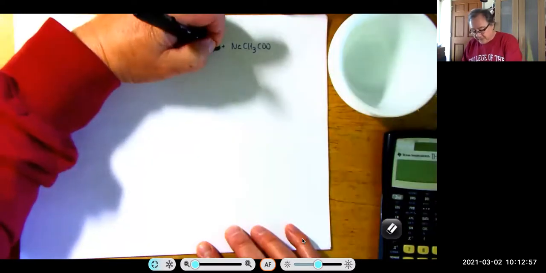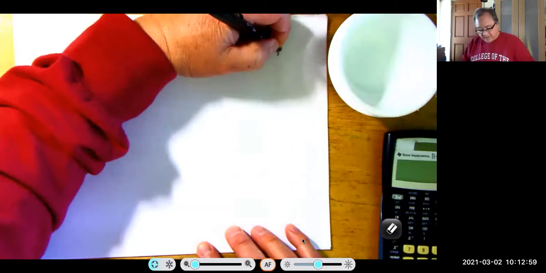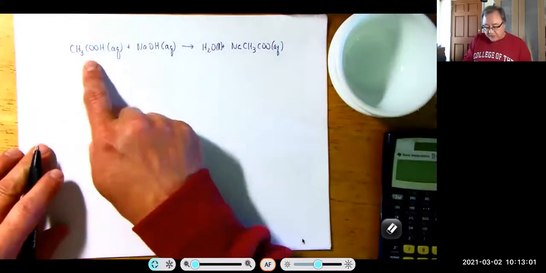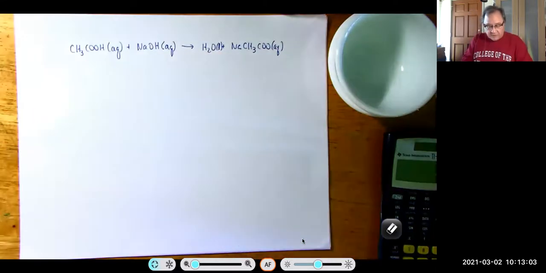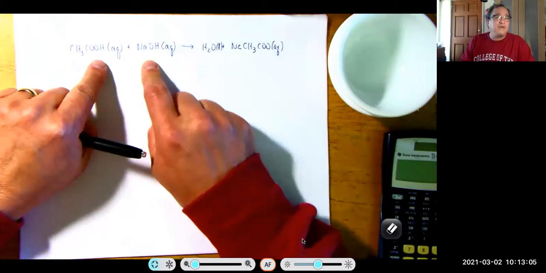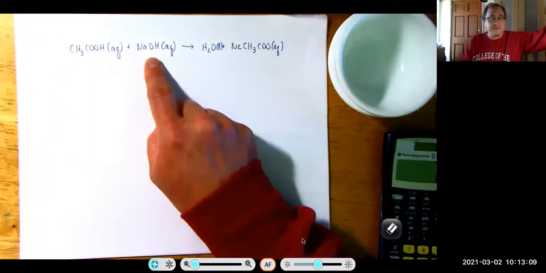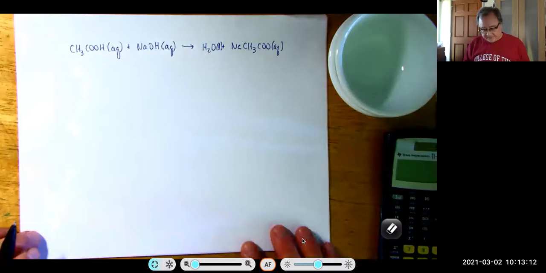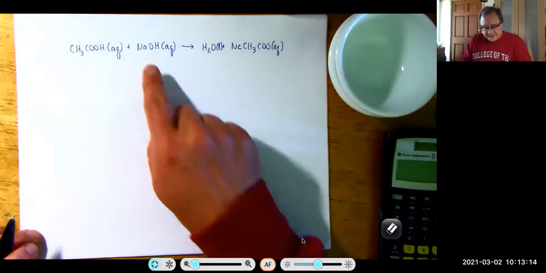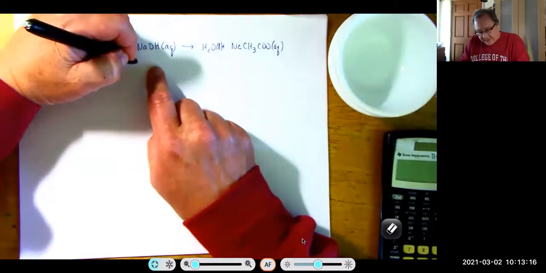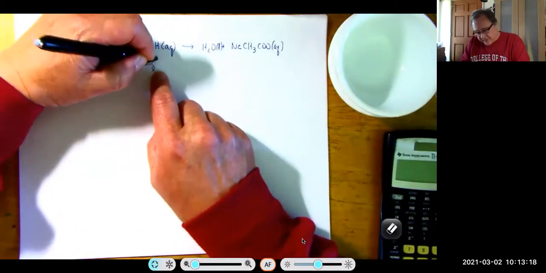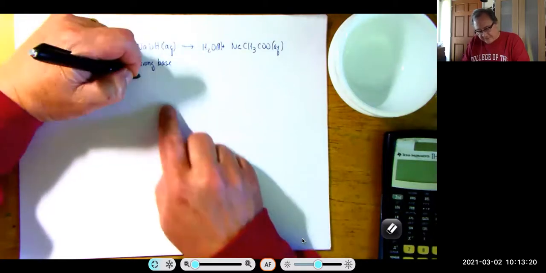And that's liquid, and that's aqueous. And you can see the ratios are 1 to 1 gives you 1 to 1. So the stoichiometric equivalence is for every one of the acetic acid molecules, you want 1 sodium hydroxide. That's your stoichiometric equivalence. Now, this is a strong base, and as such, it's dangerous.